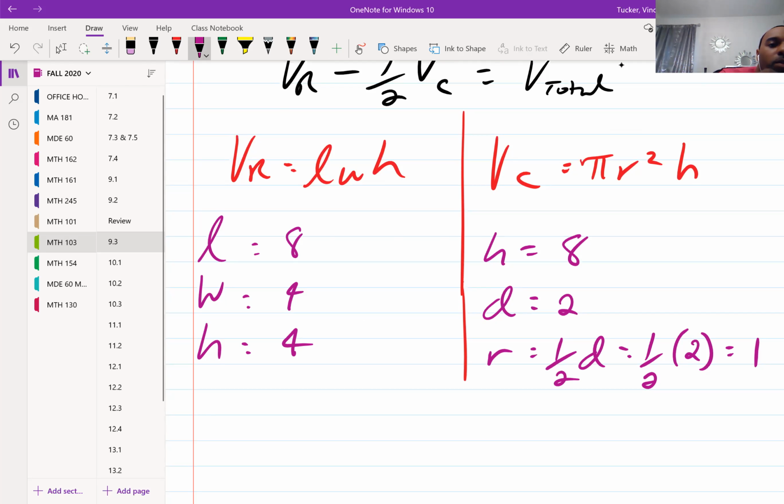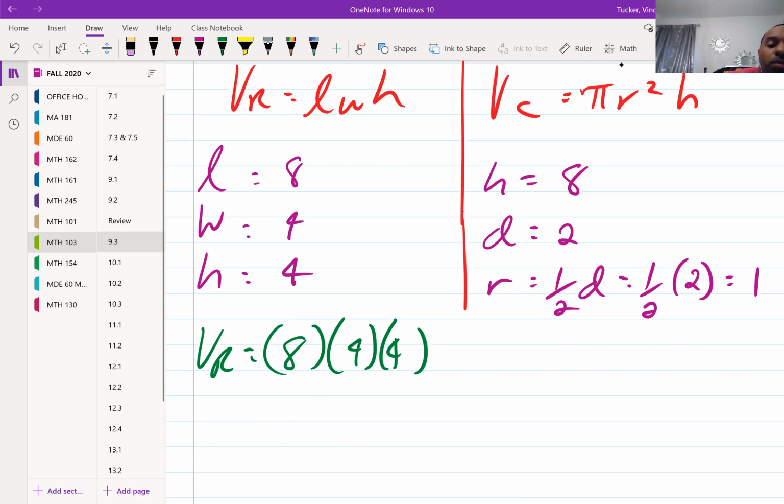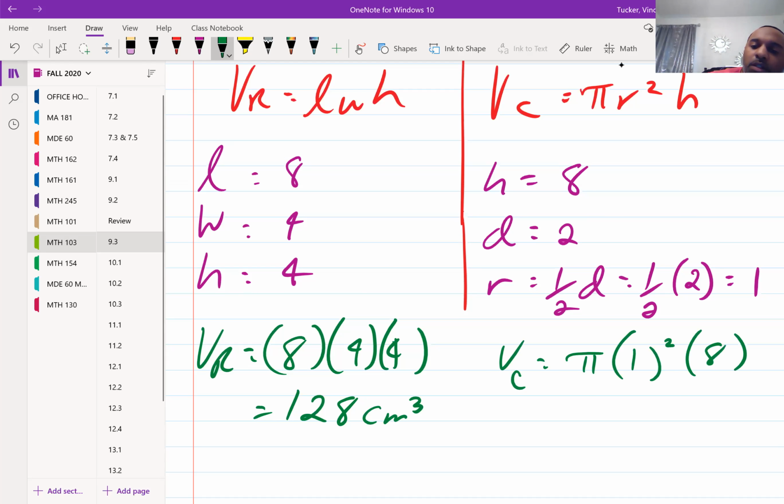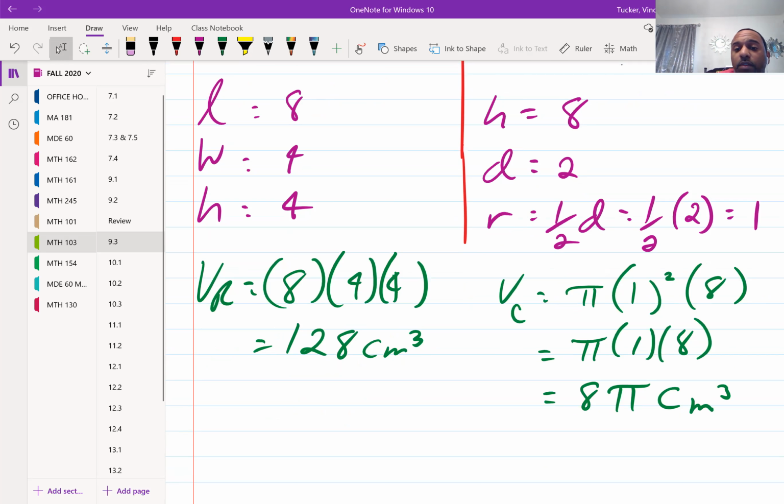Now we're looking at the volume. It's going to be 8 times 4 times 4. That should be 128. And then here we're looking at the volume of the cylinder as pi times r squared times 8. So 1 squared is just 1. 8 times 1 is 8. So it's 8 pi centimeters cubed. So that's without doing any type of approximation, 3.14 type stuff.